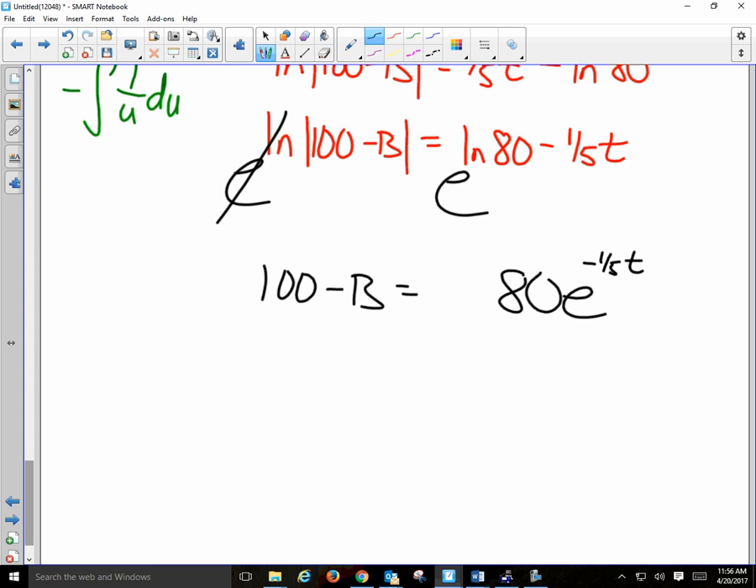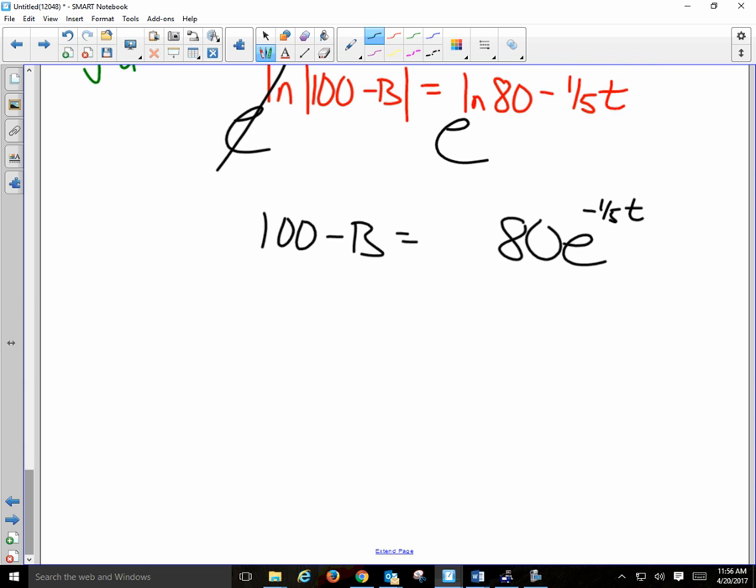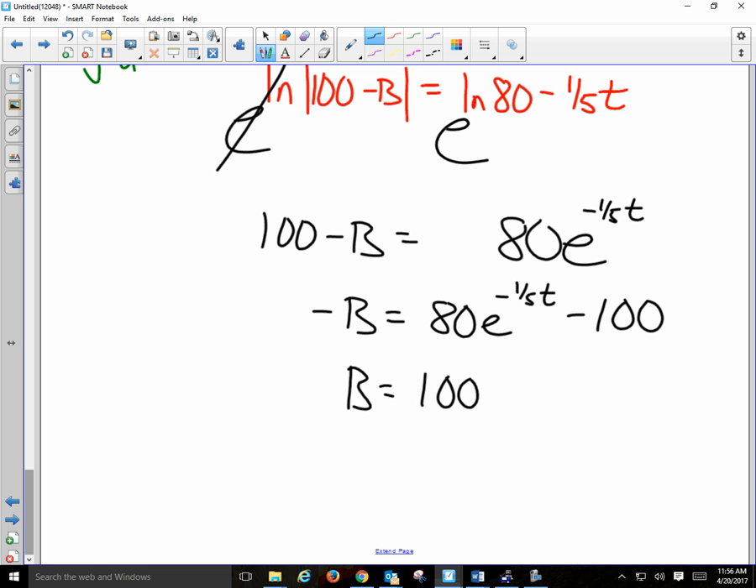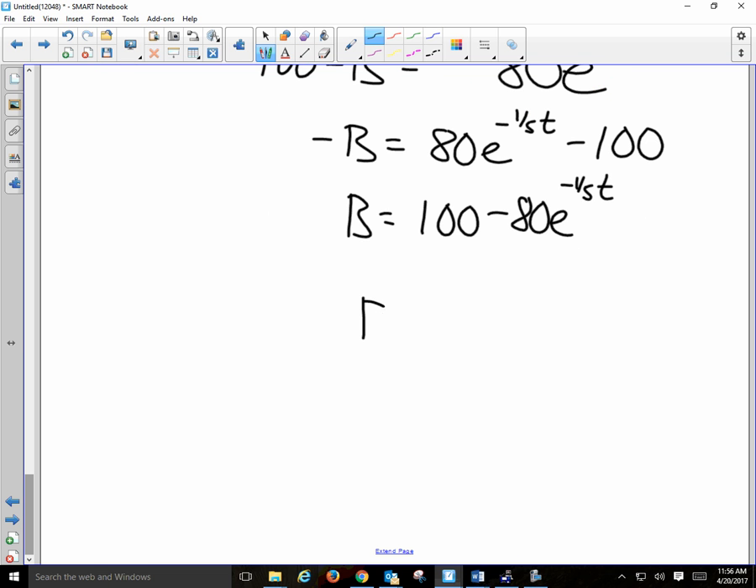And then we subtract the 100 and divide by the negative. So negative b is equal to 80 e to the negative 1/5t minus 100. And divide by the negative. b is equal to 100 minus 80e to the negative 1/5t. And if you did decide to write it as b is 100 minus 80 over e to the 1/5t, I'm sure that they would obviously give you credit for that as well.